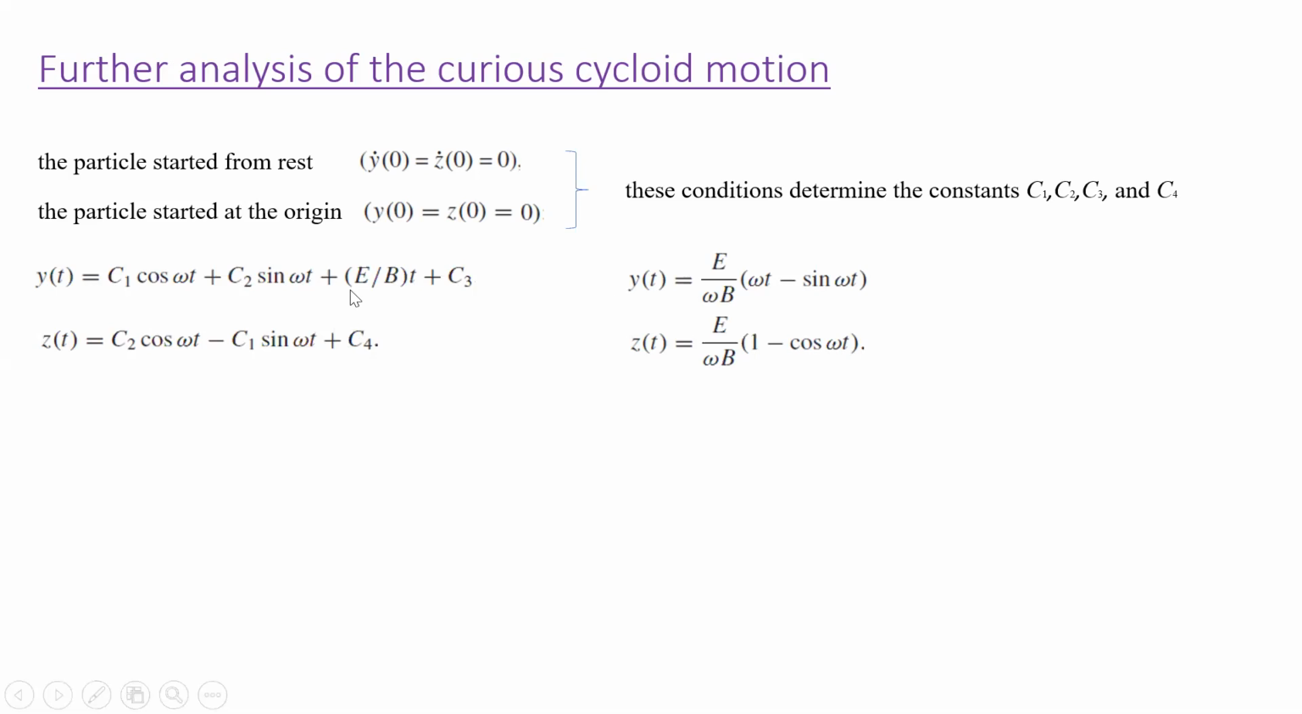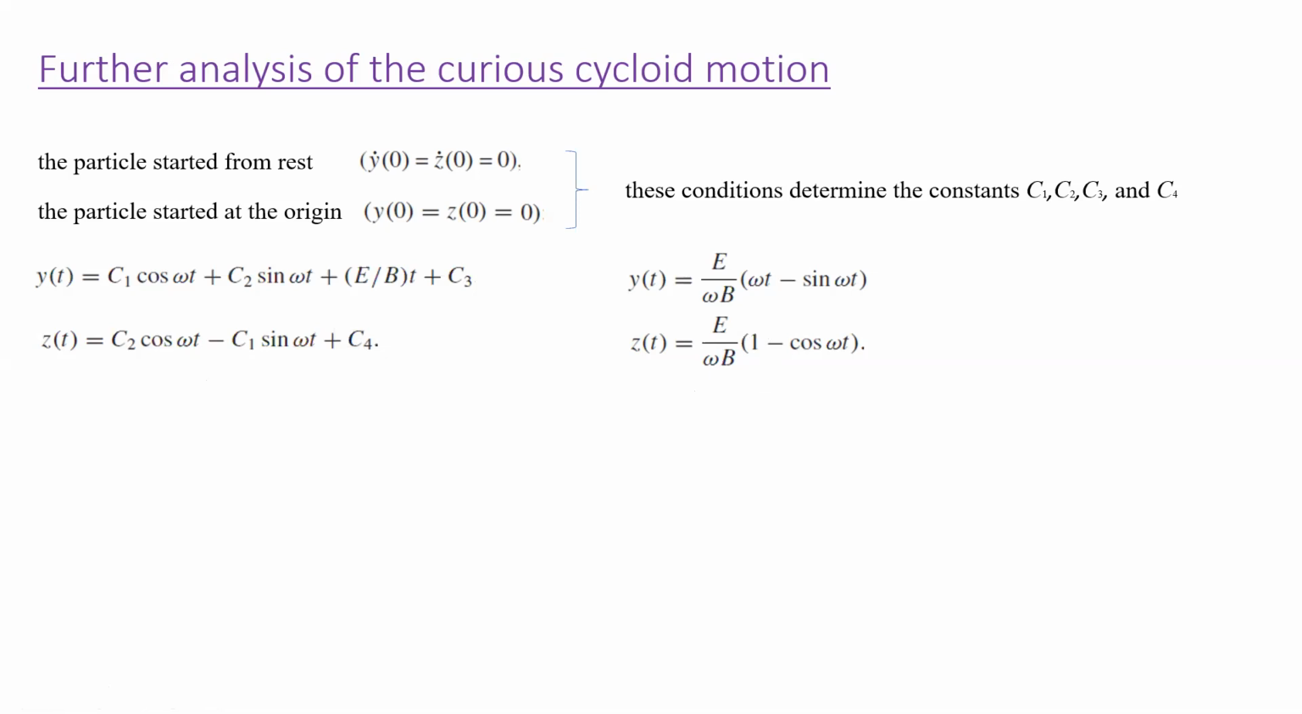We find that y is equal to E over omega b omega t, minus E over omega b times sine omega t. So that means that C2 has turned out to be minus E over omega b, this constant C2. And you can see that here because here's for z of t, we have C2 is E over omega b minus E over omega b cosine omega t, and C4 turns out to be E over omega b.